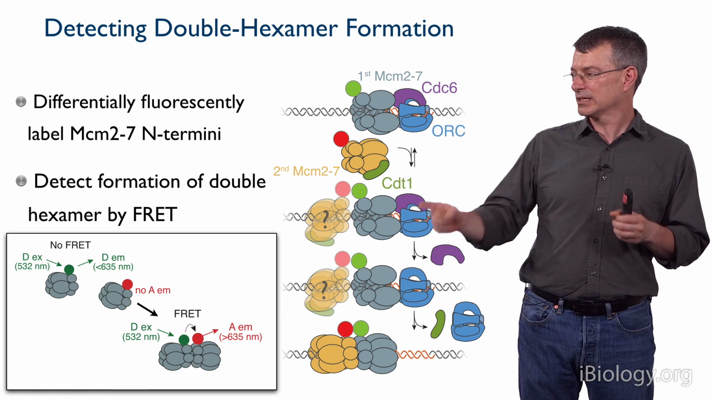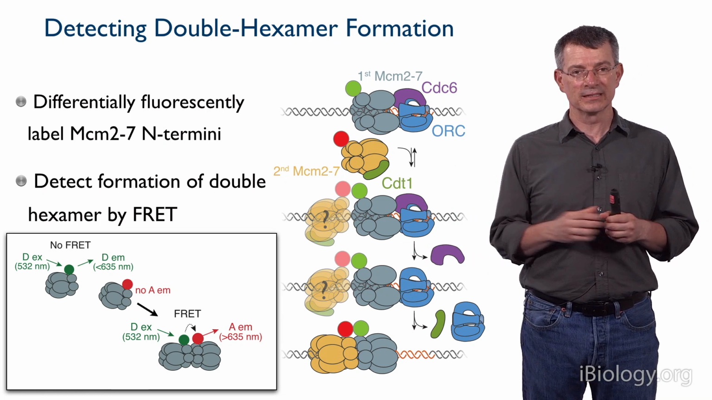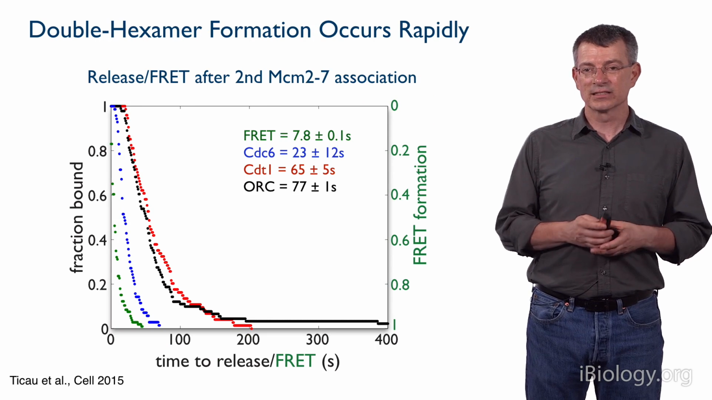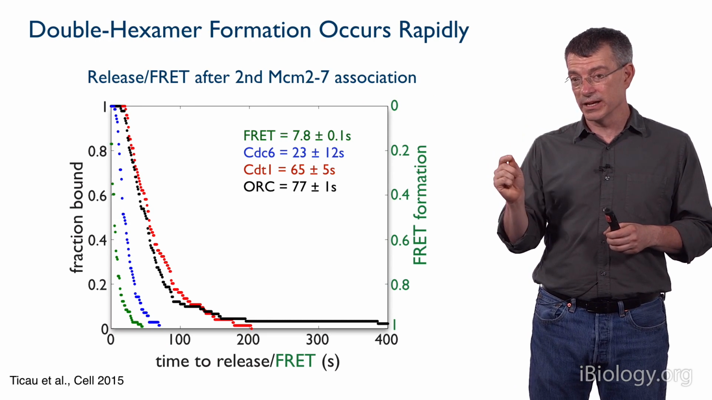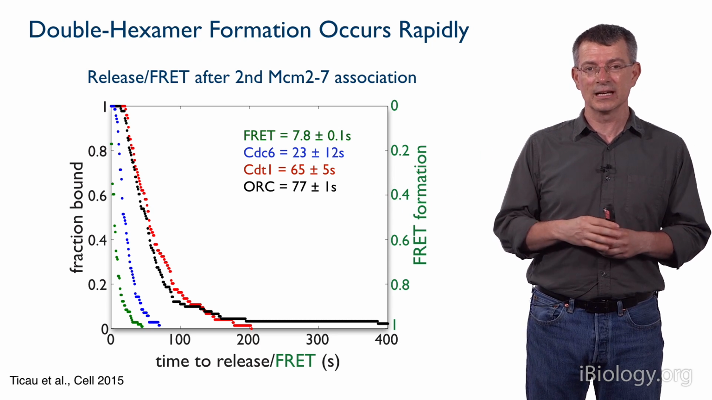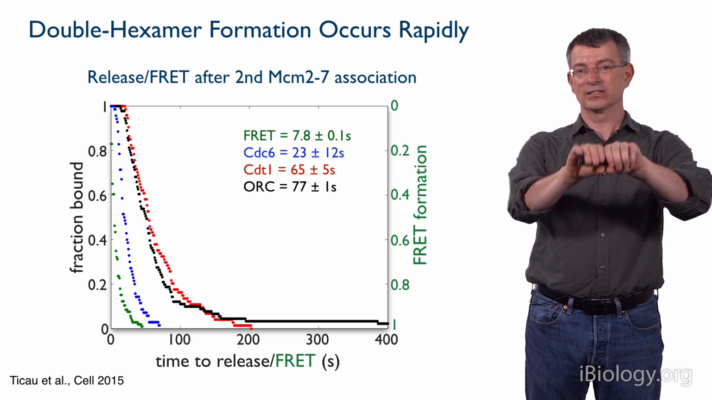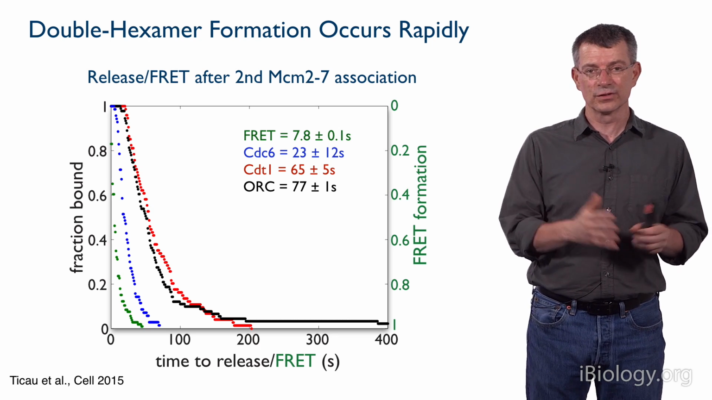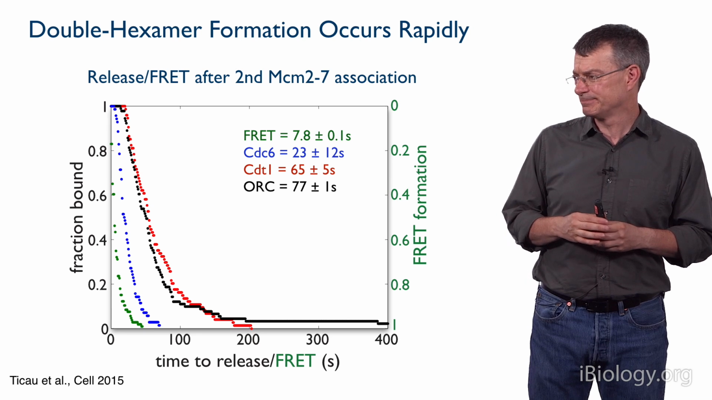We don't know that this particular region will be the first place that comes together, but it should come together relatively quickly. And so we measured the time of FRET formation relative to these other release events after the second MCM. Recall, we can't form FRET until we have 2 MCMs on the DNA, so we can't do any measurements after the first one, but it also wouldn't be relevant.